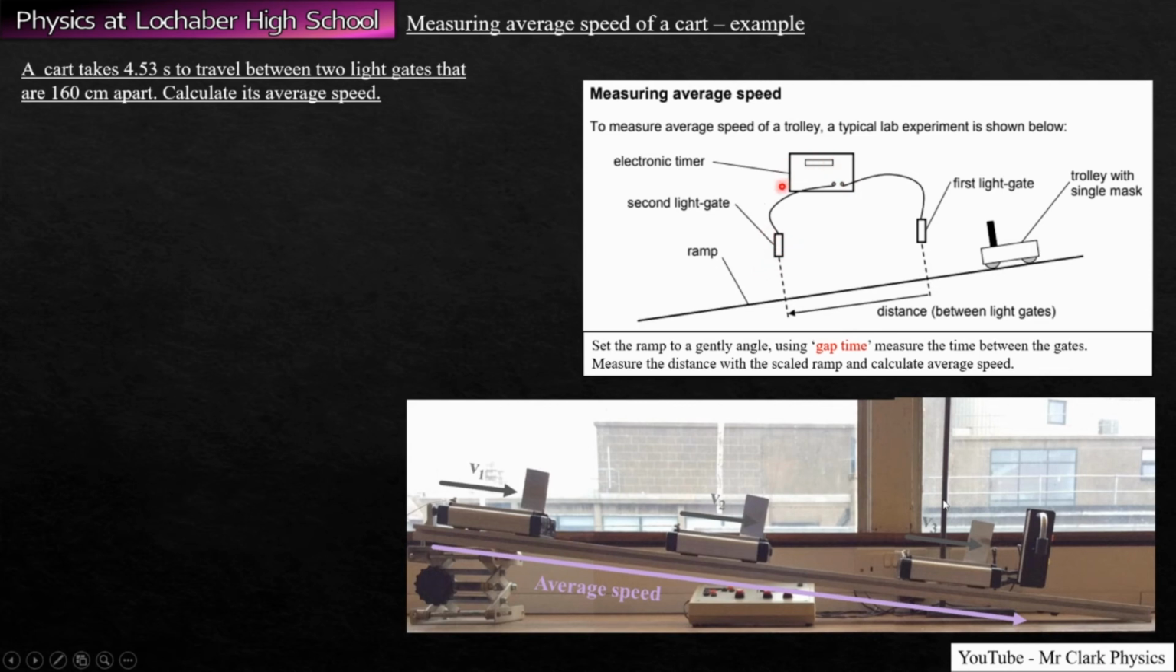A typical question you might get asked on this might look something like this here. A cart takes 4.53 seconds to travel between two light gates that are 160 centimeters apart. Calculate its average speed. Notice here they're deliberately giving you centimeters to make life slightly difficult, but that's okay, we can handle that.